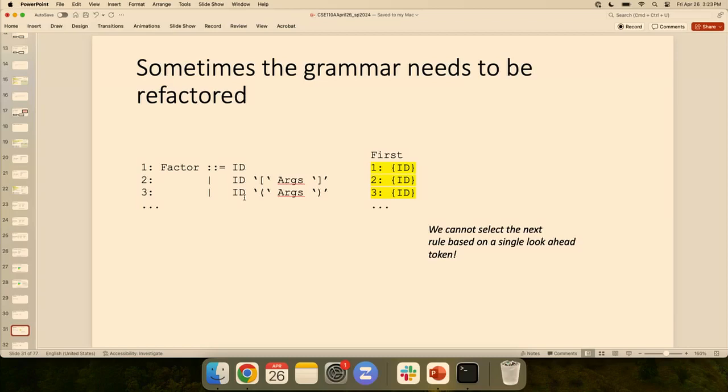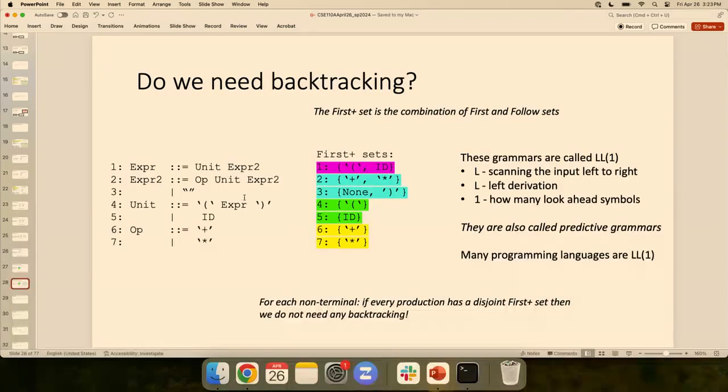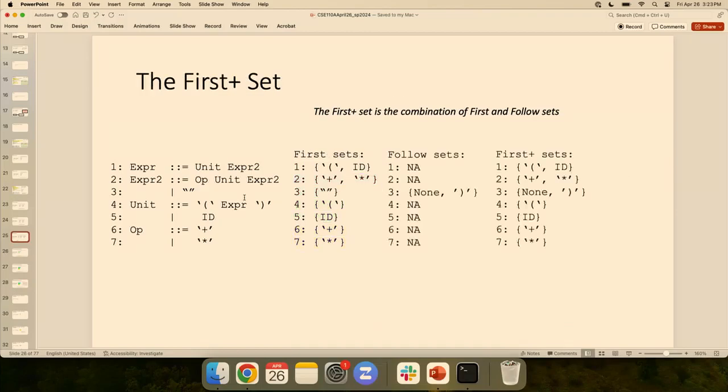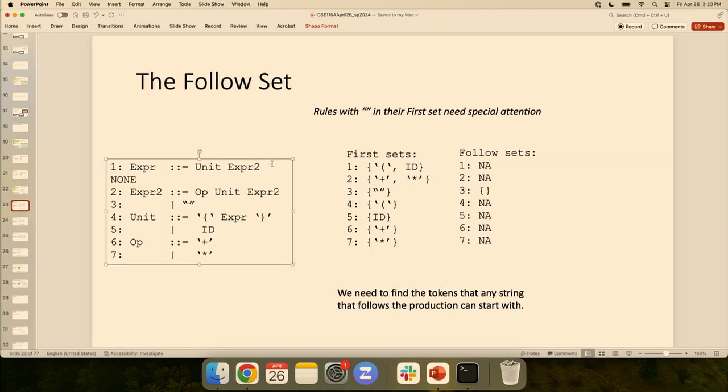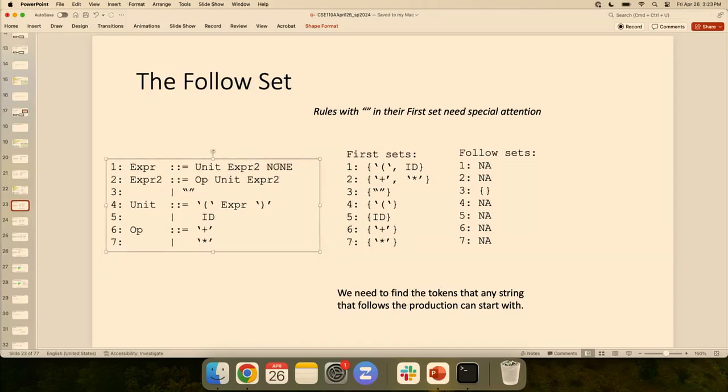Lara? Yeah, can I ask a question about the previous one? Yes. So when you were doing the follow set for expression 2, I guess the grammar always has to start with the start symbol, expression, right? Yep, so this is the start symbol. That's why we can have expression 2 and then, for example, what follows. Technically there is a terminal here, none, because that means that the lexer is done parsing.